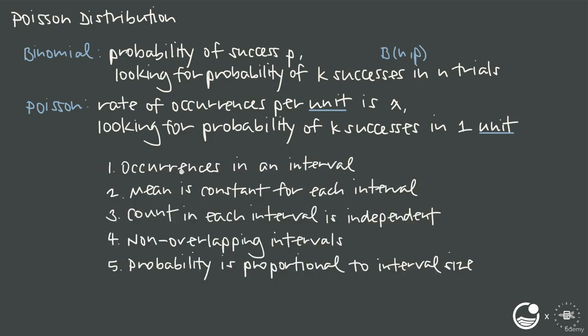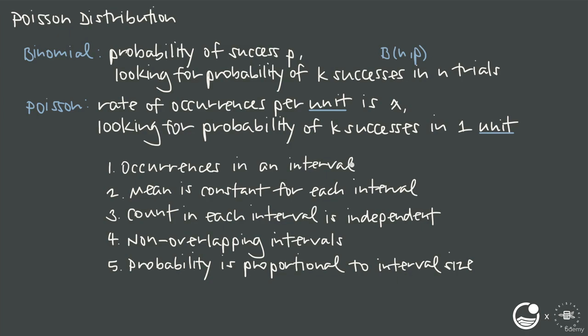And those conditions are these 5. So again, we're looking for occurrences in an interval. We have to be counting a certain number of occurrences or events over some other interval unit measurement. That's what we described here. That's the first condition we have to meet.